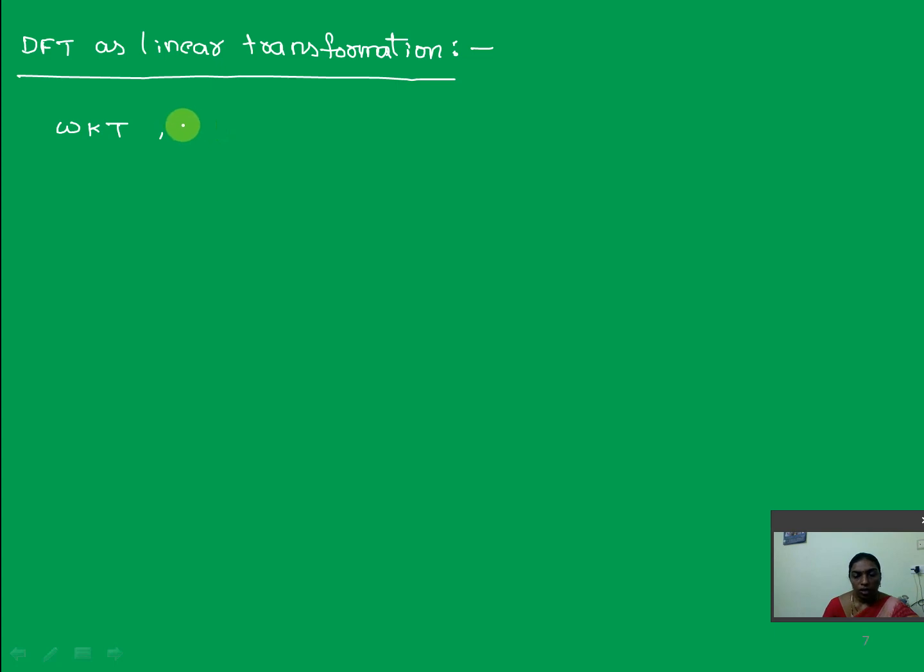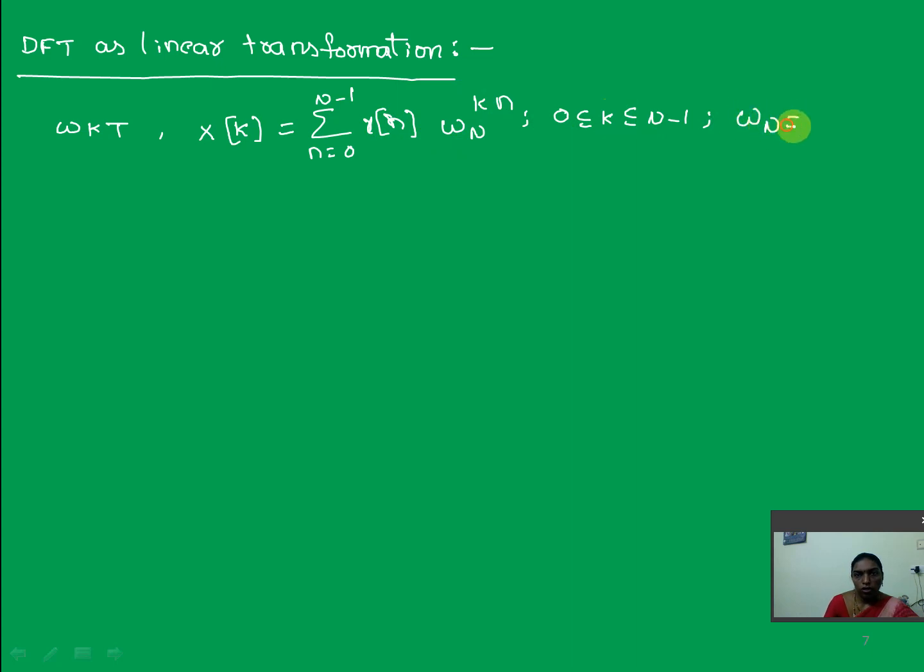For that, firstly we know the definition of the DFT: X of k is equal to the summation from n equals 0 to N minus 1 of x of n W_N power kn, and of course this W_N is nothing but e power minus j 2 pi by N. Now expand this series summation, substituting n equals 0, 1, 2, 3 and so on.